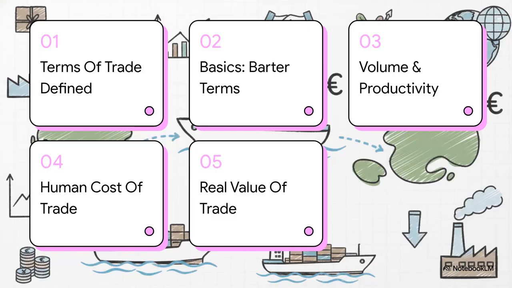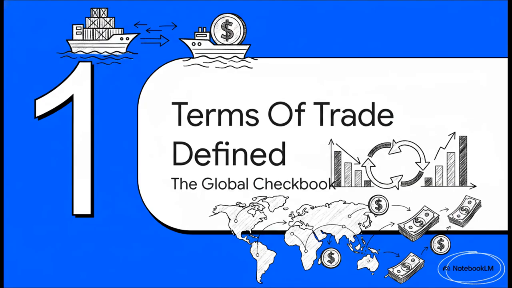To demystify these formulas, here is our roadmap for today. First, we'll define what terms of trade actually are. Second, the basics of barter terms. Third, we'll factor in volume and productivity. Fourth, the human cost of trade. And finally, the real value of trade. Let's get to it. Section 1. What are terms of trade?